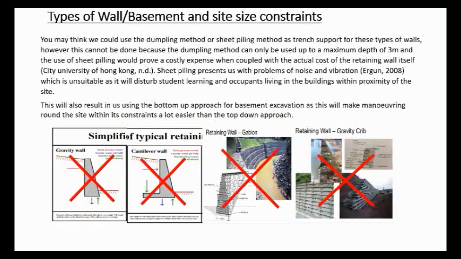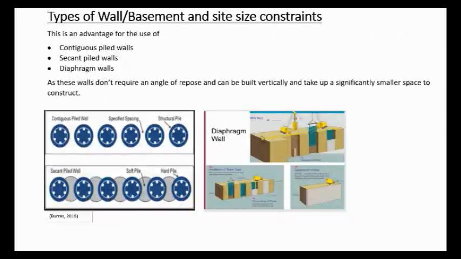The dumpling method and sheet piling may be seen as alternative solutions to this problem. However, the dumpling method can only achieve a maximum depth of 3 meters, while sheet piling generates high levels of noise and vibration, which would disturb student learning and occupants living within proximity of the site. This is an advantage for the use of contiguous piled walls, secant piled walls and diaphragm walls, as these walls do not require an angle of repose and can be built vertically, which takes up less space.